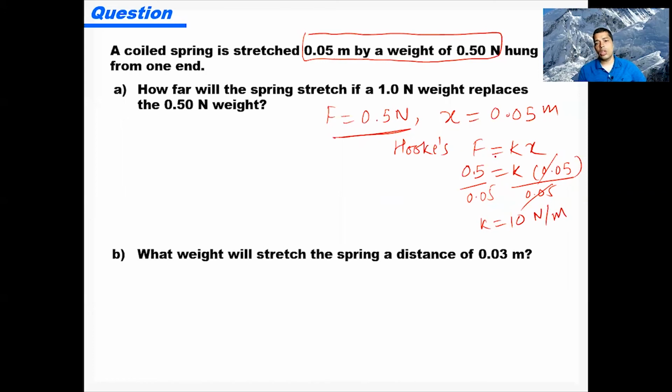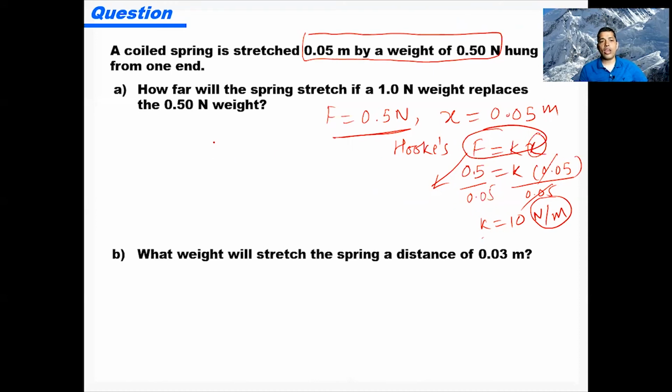How do I know? Let's take a look at this equation here. What is the unit of force? Newton. And what is the unit of k? We don't know. What is the unit of x? Meter, right? So if you divide by meter on both sides, you get the unit of k. That's how you get Newton per meter. All right, so k is 10 Newton per meter.